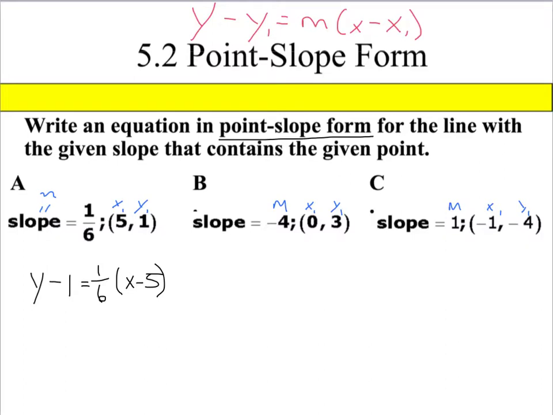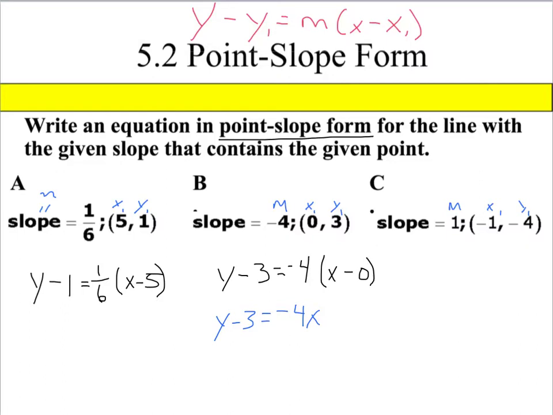All right, now I have y minus, what's my y1? 3 is equal to my slope, and x minus 0. This one I can simplify a little bit. I can simplify it to y minus 3 is equal to -4x. That minus 0 doesn't mean anything. So I have y minus 3 is equal to -4x. Here you can identify the slope and the y coordinate, and the x coordinate actually.